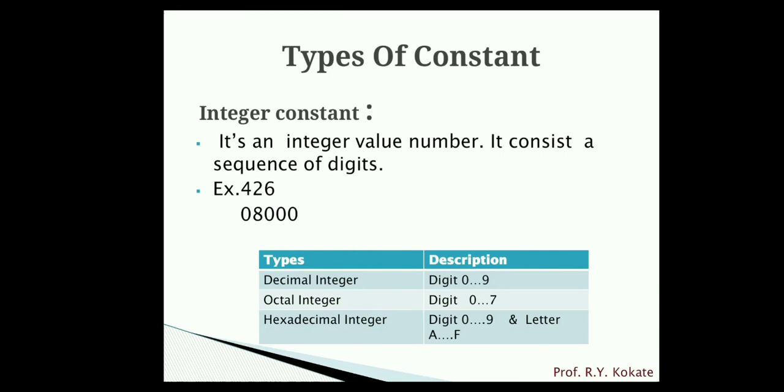Next, types of constants. The first type is the integer constant. It is an integer value number and consists of a sequence of digits. Types of integer constants are decimal, octal and hexadecimal. A decimal integer constant consists of the numbers 0 to 9. Octal integer uses 0 to 7. Hexadecimal uses 0 to 9 and letters A to F, that means A is equal to 10, B is equal to 11 and so on.